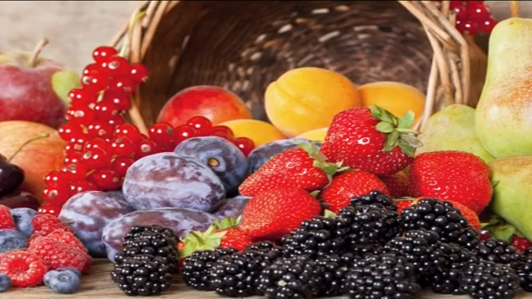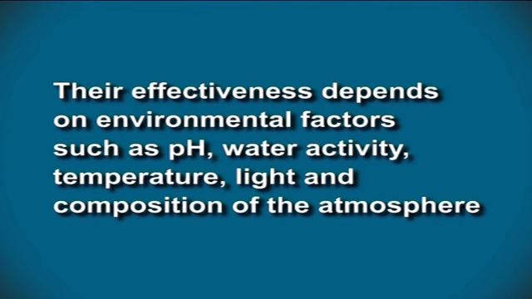Antioxidants can prevent the initiation of browning by reacting with oxygen. They also react with the intermediate products, thus breaking the chain reaction and preventing the formation of melanin. Their effectiveness depends on environmental factors such as pH, water activity, temperature, light, and composition of the atmosphere.